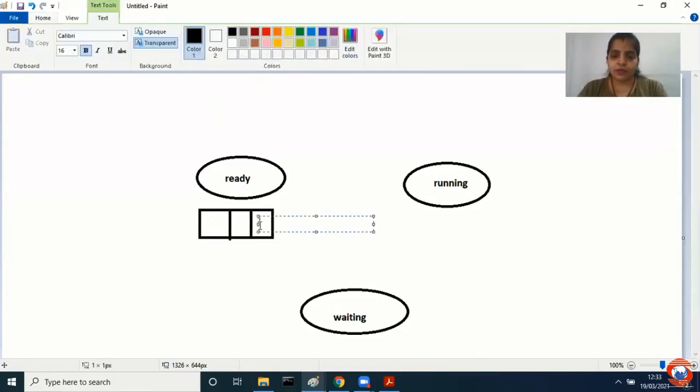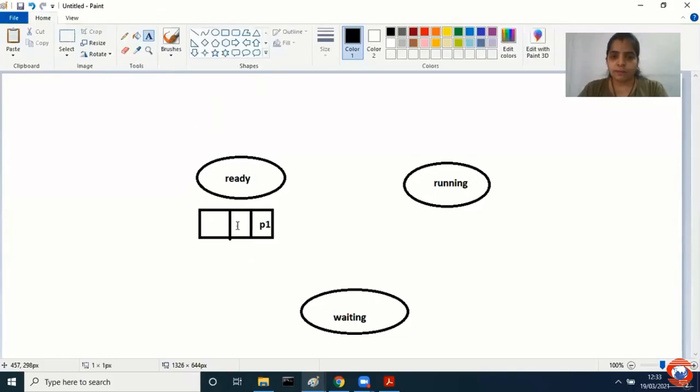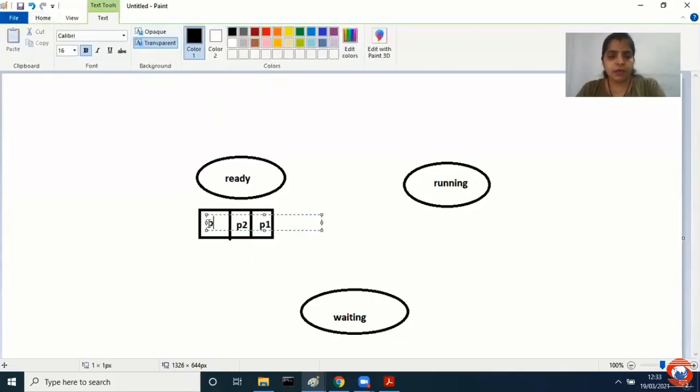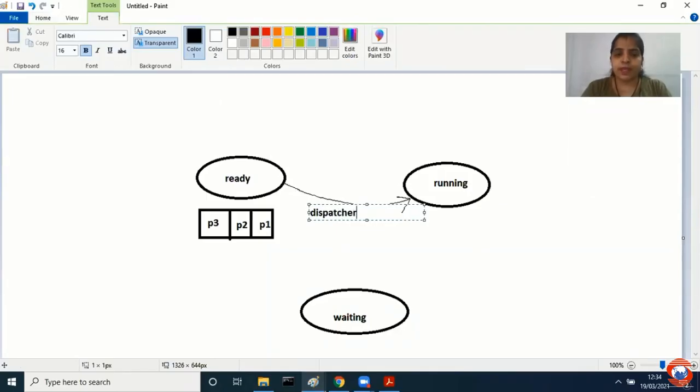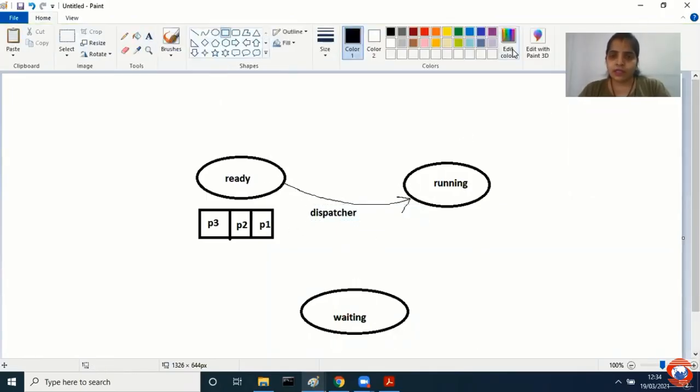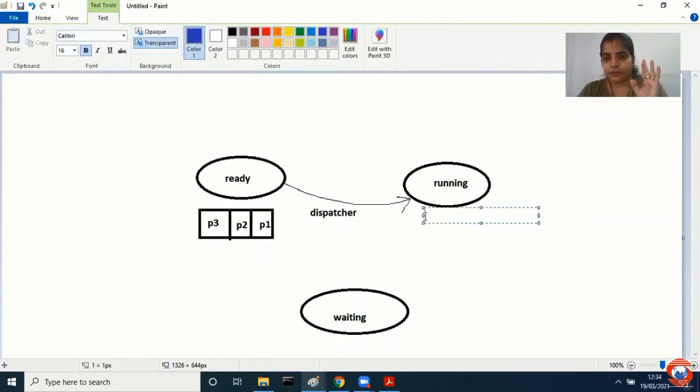So if I say here, this can be a P1 process, maybe a P2 process, maybe a P3 process. In this case, let us say P1 is my paint application, P2 is my PPT, P3 is my Chrome. I can switch from ready to the running stage. This will be taken by whom? By the dispatcher. Dispatcher will take your process from ready to running. Now, in the running state, at a time, only one process can get executed.